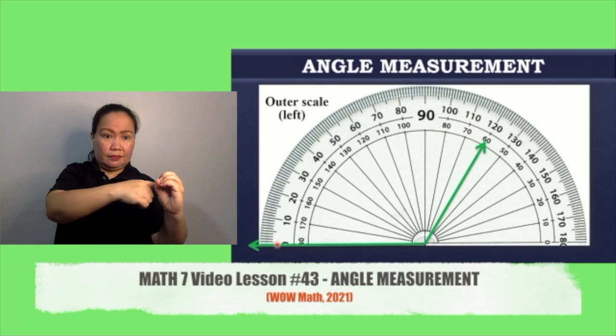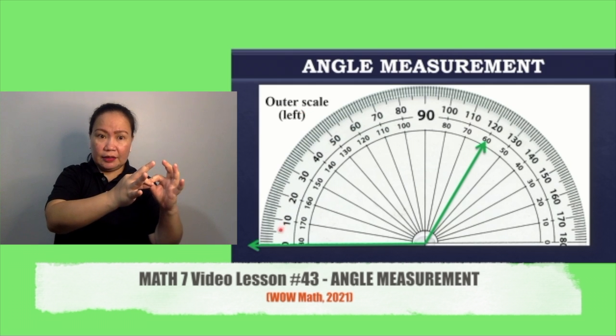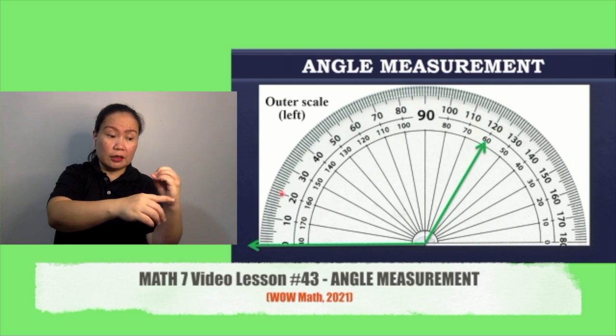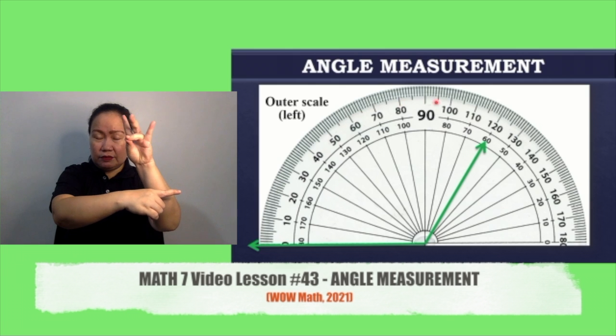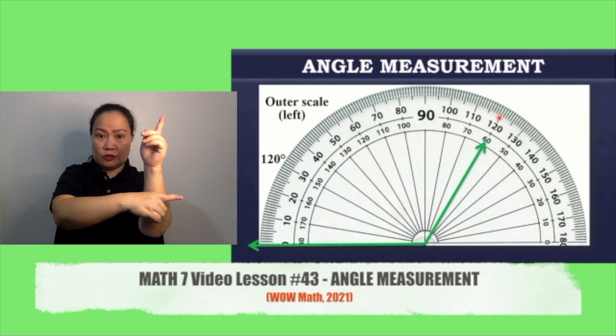So, itong example na to ng angle na to is, ang gagamitin natin ay yung outer scale. Kasi, ito po yung nasa left siya, and dito yung 0. So, ito po ang titingnan natin yung nasa taas. So, as you can see, nakatapat siya dito sa 120. So, the measure of the angle is 120 degrees.